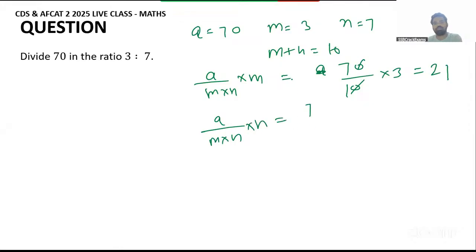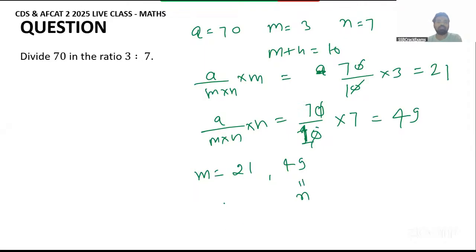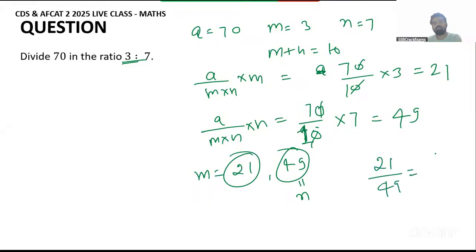And now A upon m plus n into n. So this is equal to 70 upon 10 into n, where n was 7. So it is 49. So now they are divided in the ratio of 3 to 7: 21 and 49. You can cross verify as 21 upon 49 is equal to 3 upon 7, then you cancel it by 7. So this is the way of dividing some quantity in a given ratio.